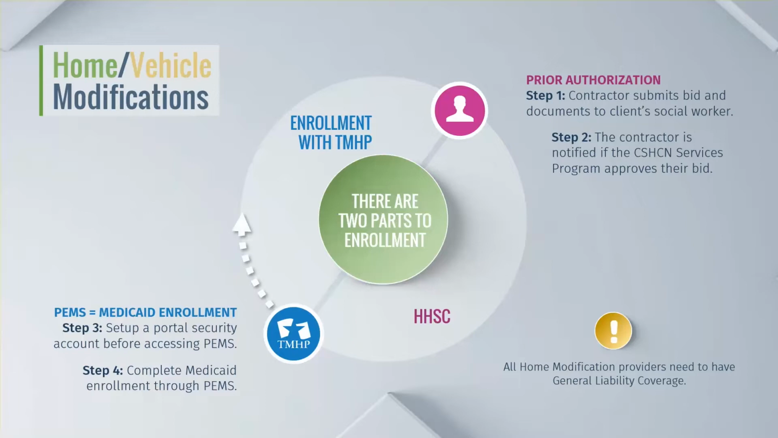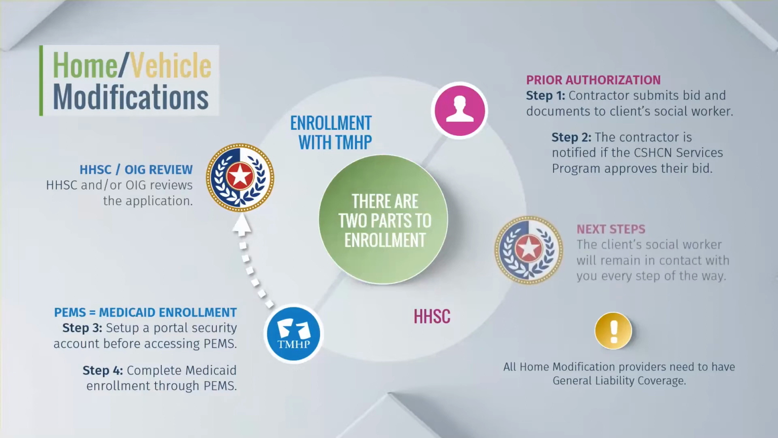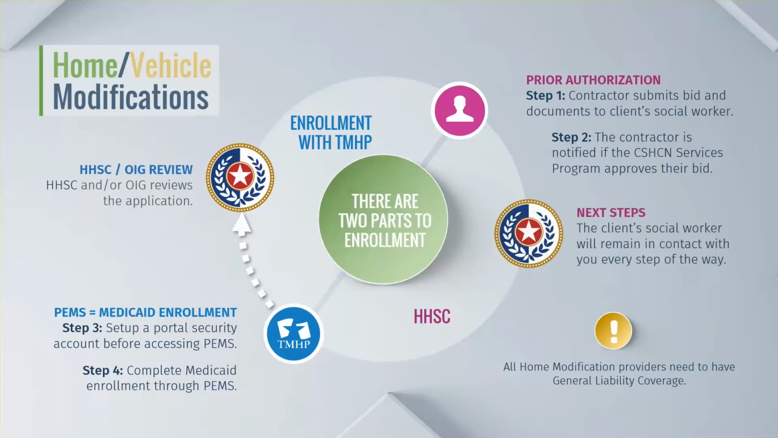Once you've submitted your application, HHSC and/or OIG will review it. From this point on, the client's social worker will remain in contact with you every step of the way. In summary, contract applicants and contractors will use PEMS to enroll in or revalidate as a Texas Medicaid provider to obtain or retain a contract with HHSC. You will still need to go through the HHSC process to contract with a specific service separately.